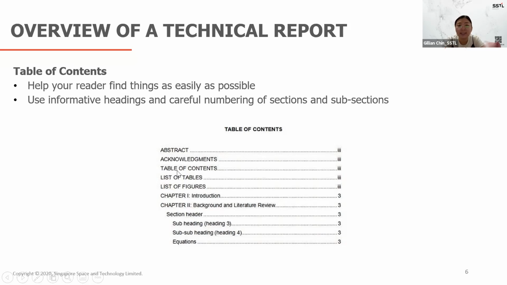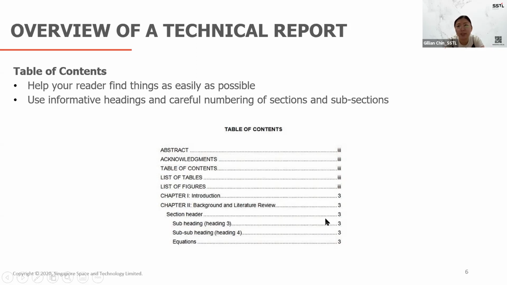What would count as a bad table of contents is if you have everything just collapsed into one block. So if your literature review is 10 pages long, but you just say literature review, and it says page 6, and then the next section is your body, and it's page 16, right?